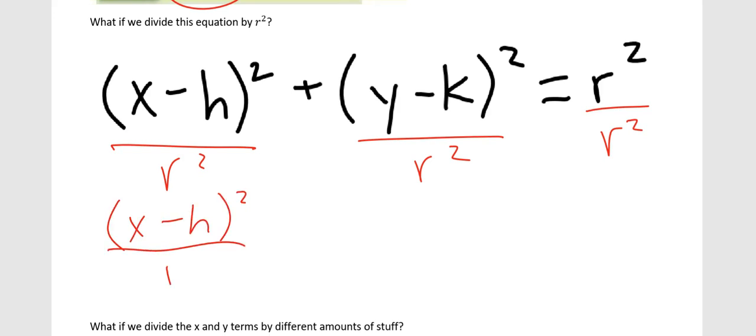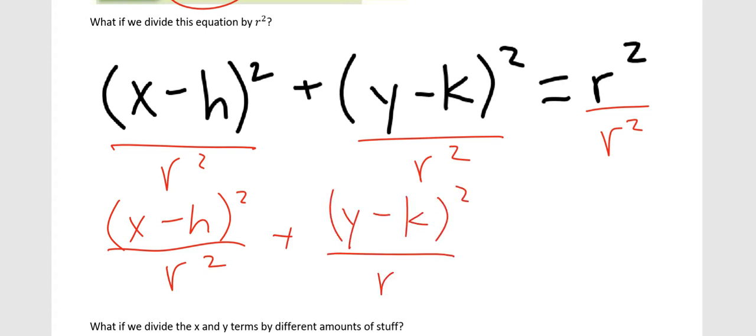(x - h)^2 / r^2 + (y - k)^2 / r^2 equals, we'll go back to 8.1 after we get done with 8.3. Why? Is one of the variables in our equation. All right, now what's on the other side here? 1.